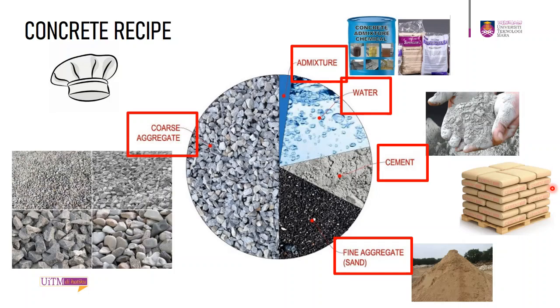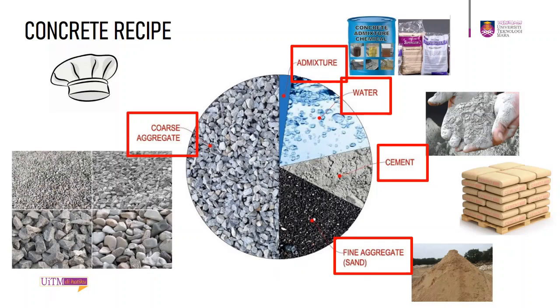Next is the aggregate. Aggregate is solid material which plays no part in the chemical reaction that causes the concrete to set. Aggregate functions as mass particles to resist action from applied load, abrasion and percolation of moisture, and also the action of weather. Aggregate also functions to reduce volume changes resulting from setting and hardening of concrete. Aggregate can be divided into two, which are coarse and fine aggregate.